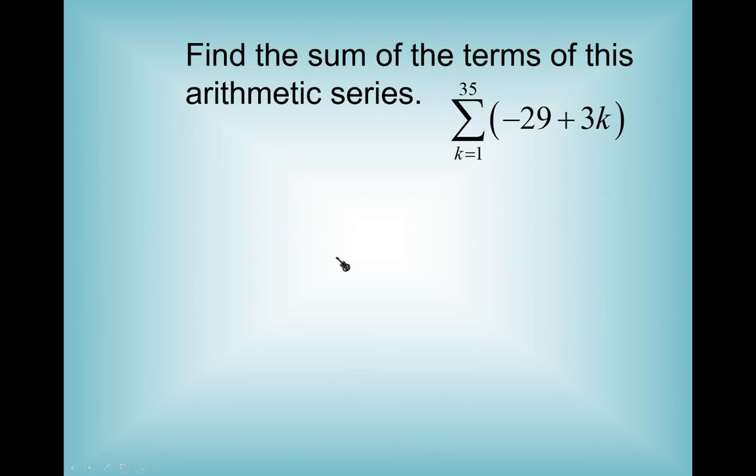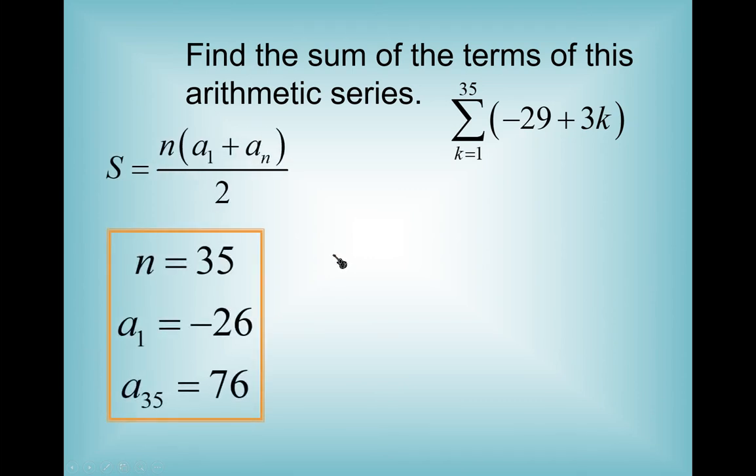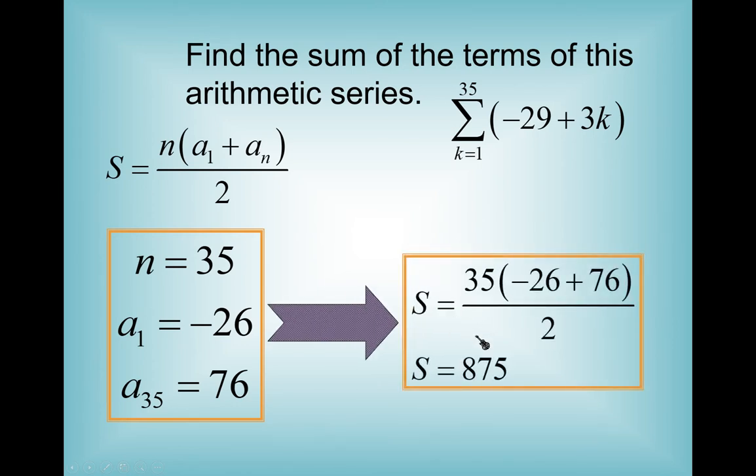So example to, find the sum of the terms of this arithmetic sequence, or series, sorry. So substitute na ang kailangan natin. Identify first. So N, 35, ayun po yun. A sub 1, negative 26. Then A sub 35 ay 76. So simple lang, substitute lang natin siya. 35 negative 26 plus 76 divided by 2, the answer is 875.